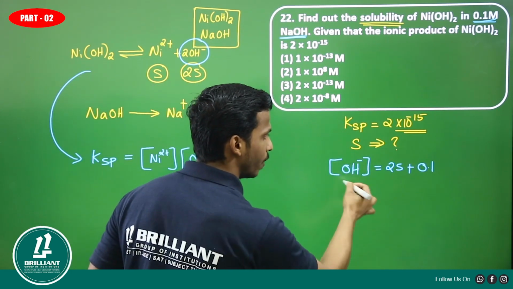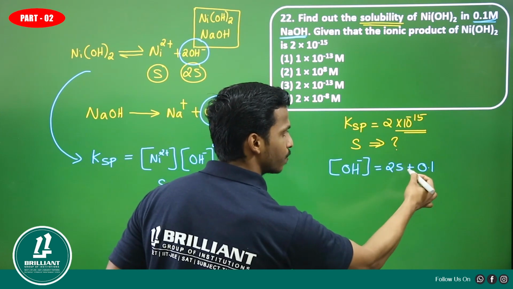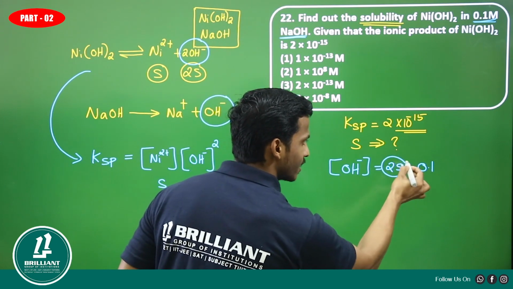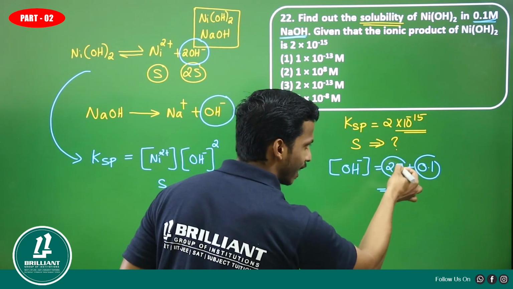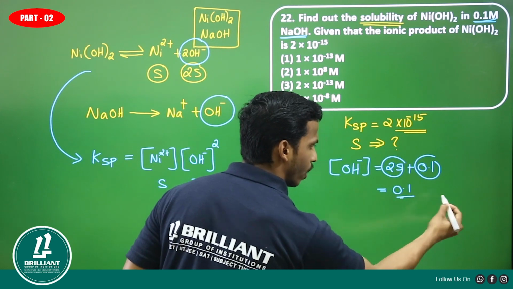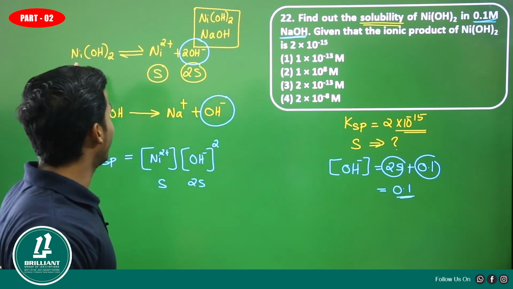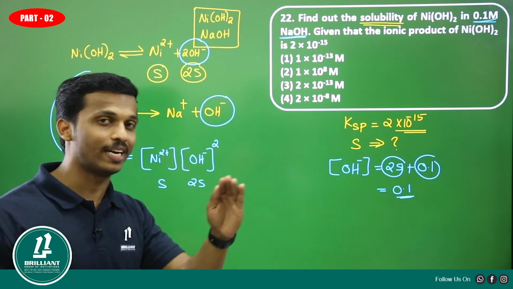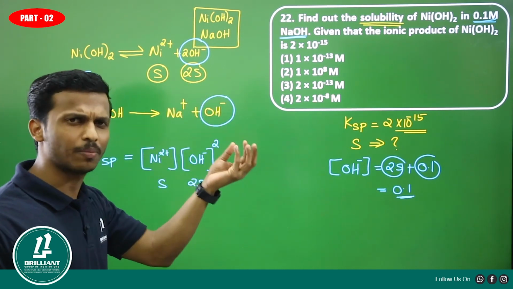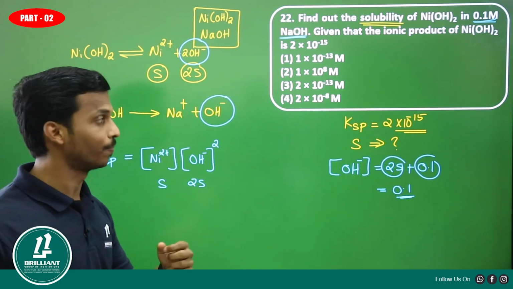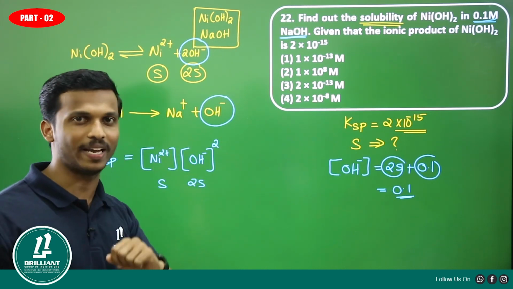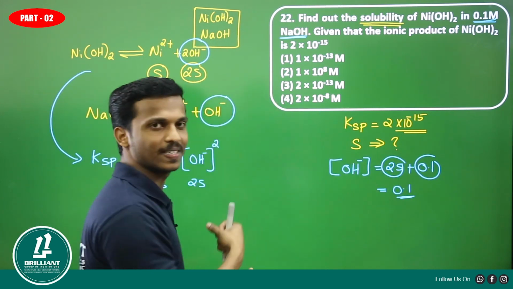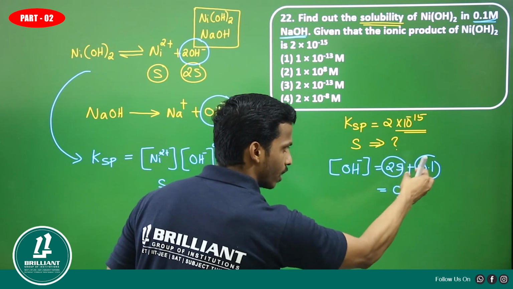So total OH minus ion in the mixture is 2S plus 0.1. But student, when you consider 2S and 0.1, we can neglect the 2S and it is equal to 0.1. Why is it so? I told you Ni(OH)2 is a weak electrolyte, so it will not undergo complete dissociation and will not give that much OH minus. But NaOH is a strong base, it will give you more OH minus. So we can consider 0.1, we can neglect 2S. So overall it will be 0.1.